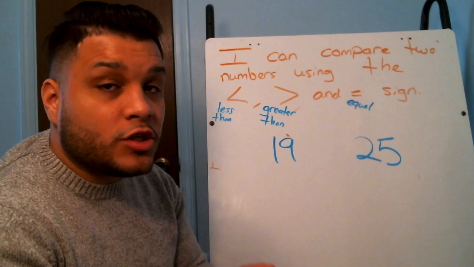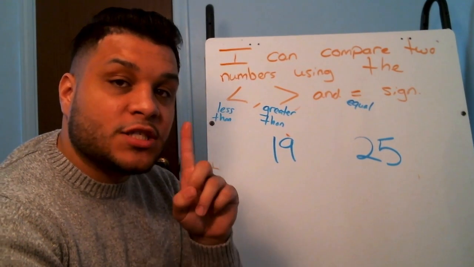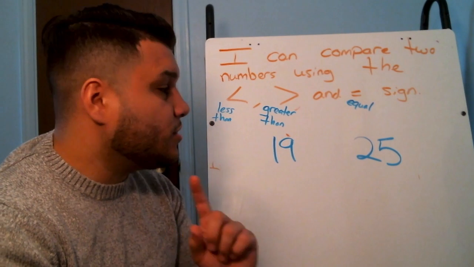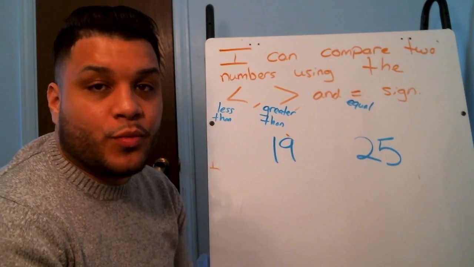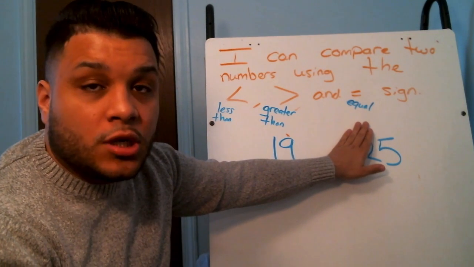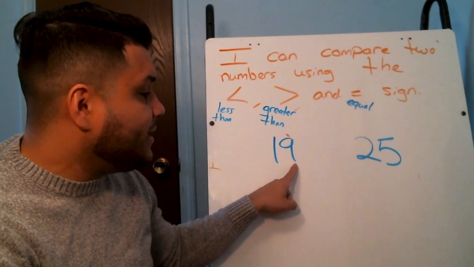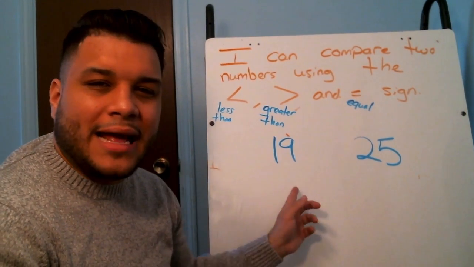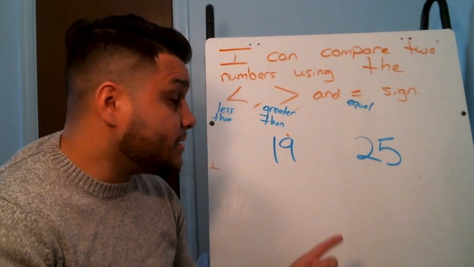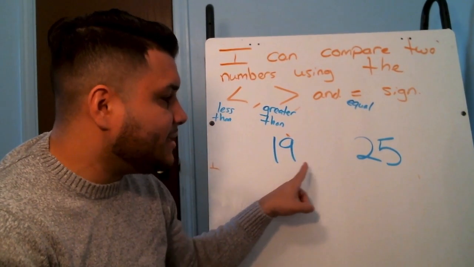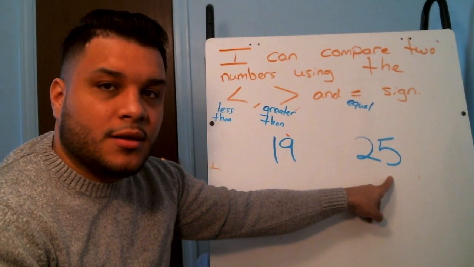We're teaching that we should always look at our tens place first. But I want to show you why it's important to look at your tens place first and not your ones place. If we looked at our ones place first to determine which one is greater, I see a 9 here and a 5 here. What's greater, 9 or 5? Yes, 9 is greater than 5. But does that mean that 19 is greater than 25?